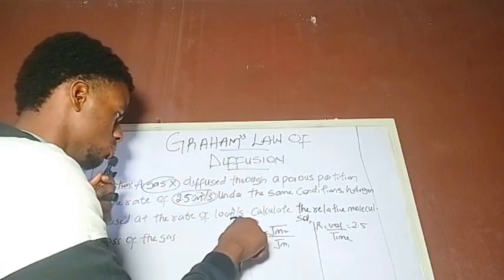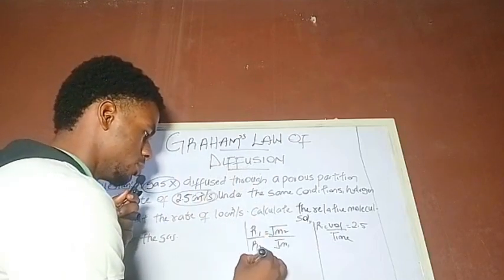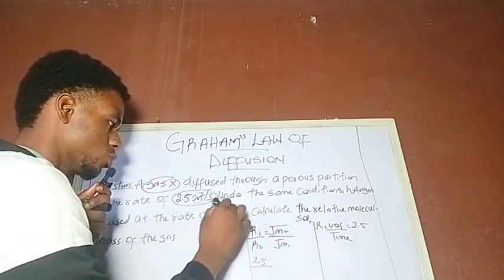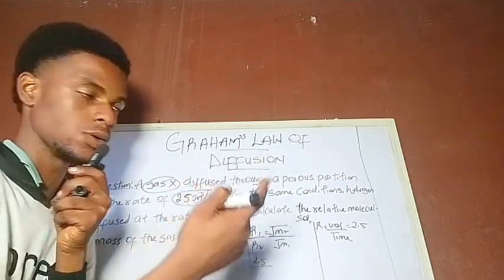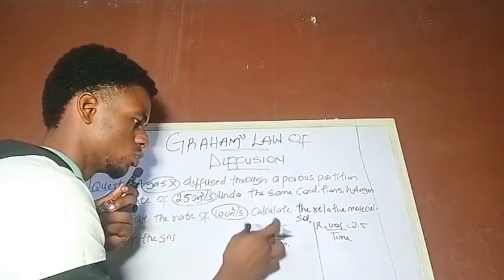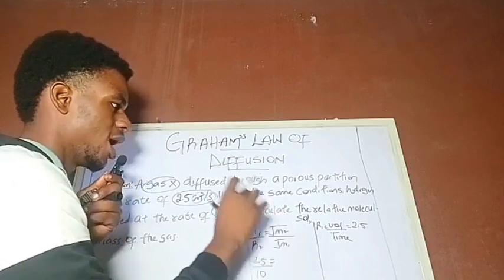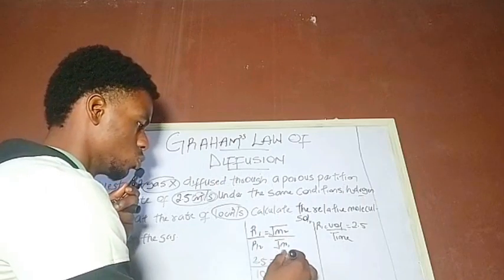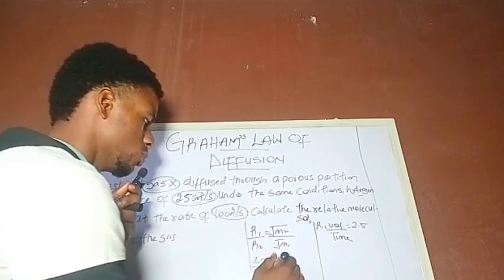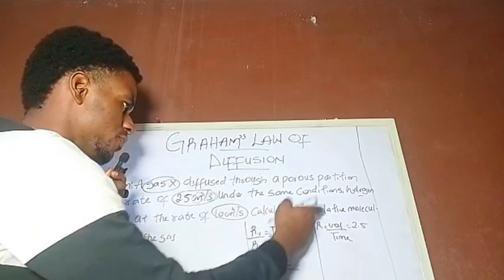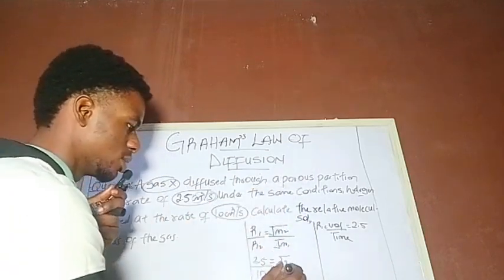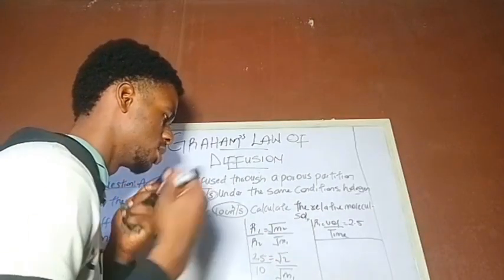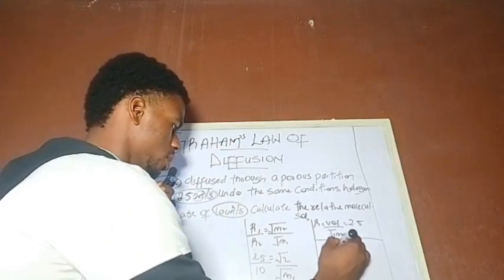So R1 now will be 2.5 over R2, that is for hydrogen, which is 10 centimeter cube per second. 10 equals square root M2. M2 is our second molecular mass, which is hydrogen, and hydrogen is 2. That is the molar mass of hydrogen. Then over, they ask us to get the relative molecular mass of gas X, so just take it as square root M1. What I'll do from here now is to divide 2.5 by 10. Then this will give me 0.25.